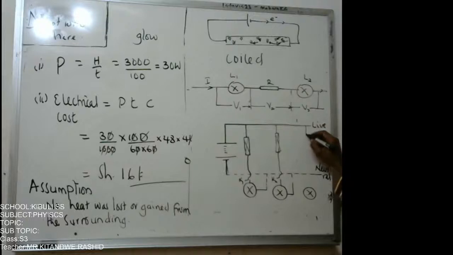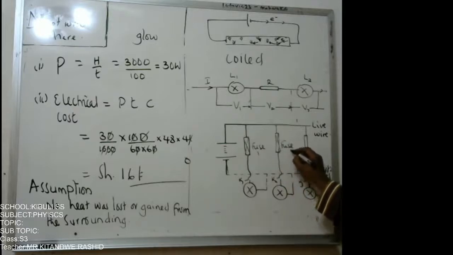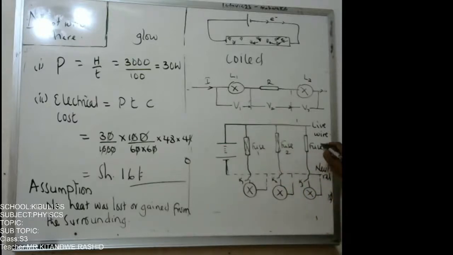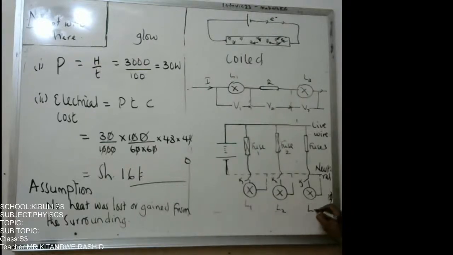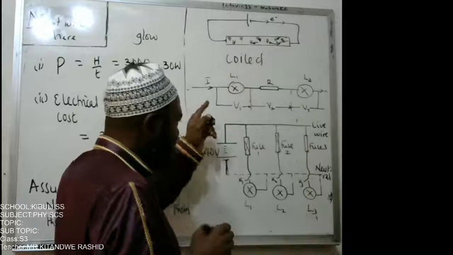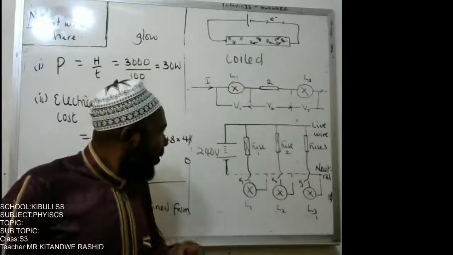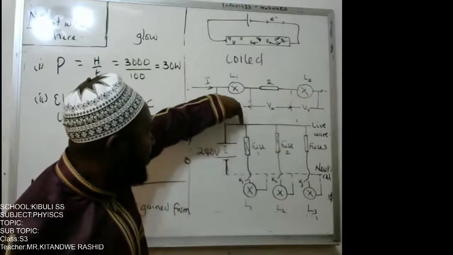Same applies to the third one. K3. Then you connect to the live wire. This is fuse 1, fuse 2, fuse 3. These are lamps. Lamp 1, lamp 2, lamp 3. And this is the supply voltage from the socket, from the wiring in. Now, you want to connect the bulbs in parallel. One wire comes from the live wire.